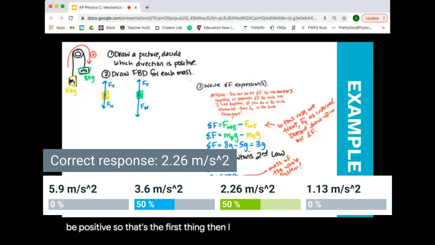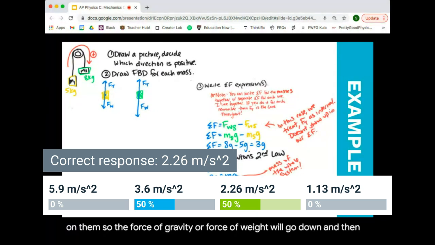Then I drew free body diagrams for each of the masses. They both actually look identical. I color coded so you can see my 5 kilogram mass 1 is going to be in yellow. My 8 kilogram mass 2 is going to be in green. Both of them have gravity acting on them, so the force of gravity or force of weight will go down. And both of them are connected to that rope, so the tension force goes up.